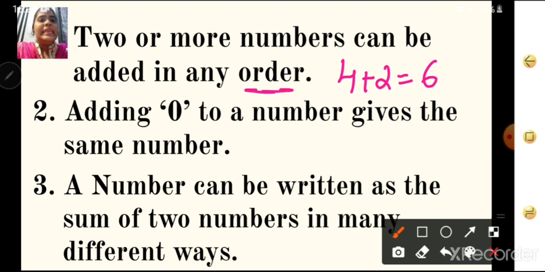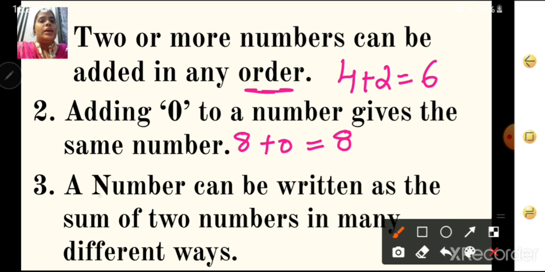Next, adding 0 to a number gives the same number, right? For example, if I am adding 8 plus 0, I am adding 0 to a number. What is my answer? The number itself. 8 plus 0 is 8.